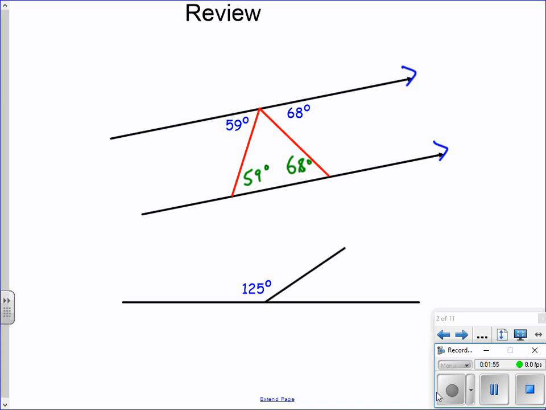Indeed it is, Charles. All right, once you've got those two figured out, these must make a straight line at 180 degrees. So if I do 180 minus 59, that's going to be 121 degrees. And again, a straight line right here is 180 degrees minus 68 degrees. That's going to be 112 degrees.